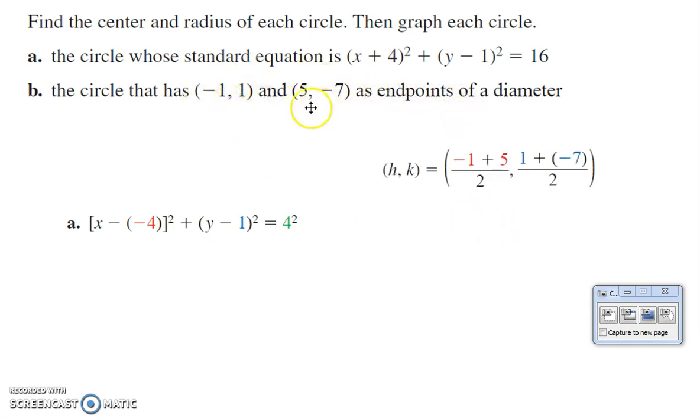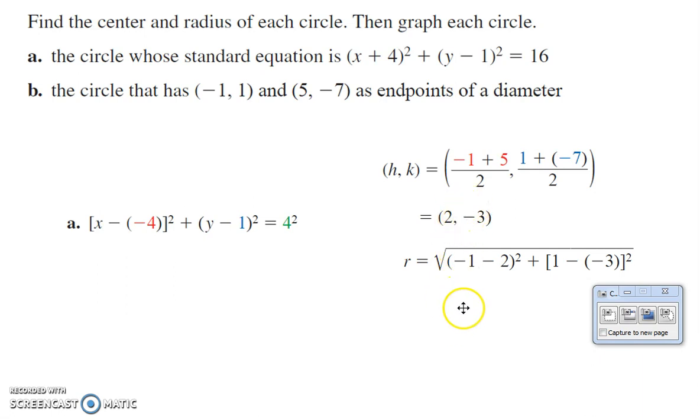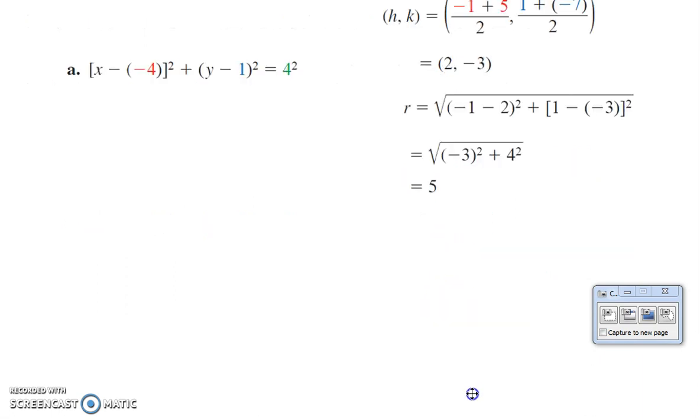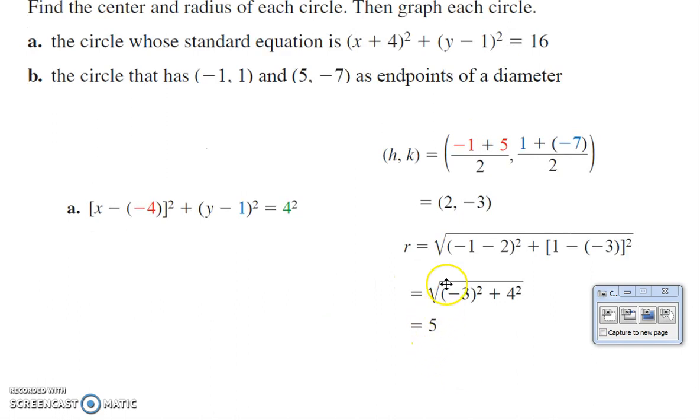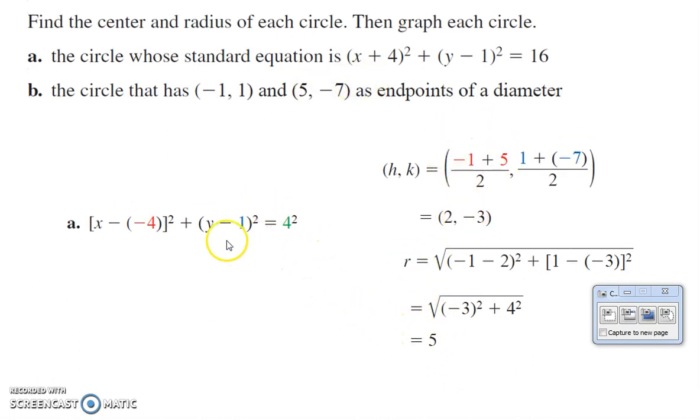Okay, for the circle that has this as its endpoints of the diameter, first we're going to find the midpoint between these, because for the diameter, halfway in between the endpoints of the diameter is the center of the circle, right? And then once you have those, we can find the radius, and once you have that radius, now we can find the center and graph that using a compass.